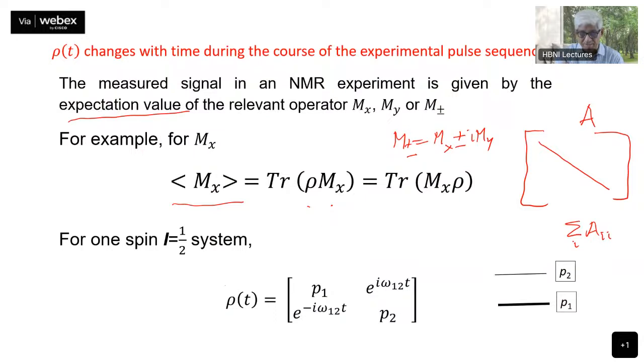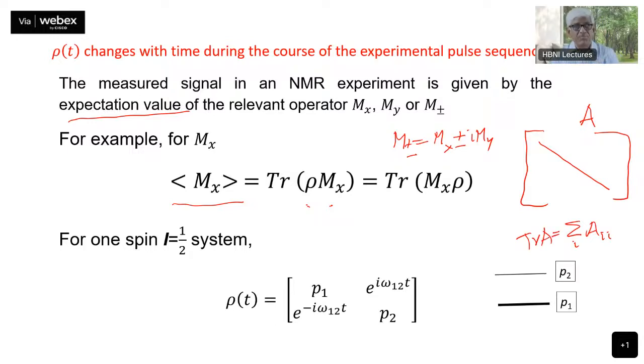Remember now that Mx also will have to be represented as a matrix. Now this rho is a matrix and Mx also will have to be represented as a matrix. And there is a symmetry here: whether you multiply rho Mx or Mx rho, it's the same, so far as the trace is concerned. And the trace is defined in this manner. Trace A is equal to this.